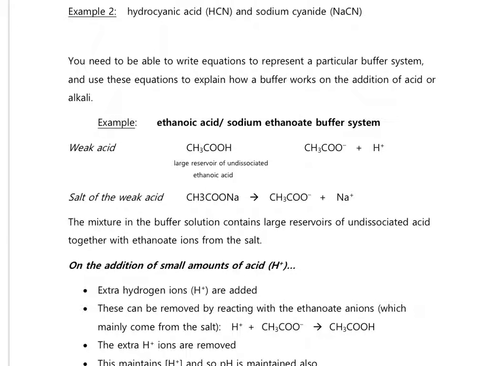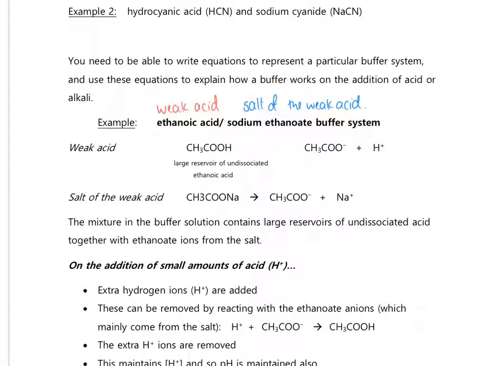Okay, so best looked at in terms of an example and what is actually happening in this. So what we've got here is ethanoic acid, which is a weak acid. And in the buffer system, we also have sodium ethanoate, which is the salt of the weak acid. So here we've got a weak acid, ethanoic acid, and the salt of the weak acid, sodium ethanoate.